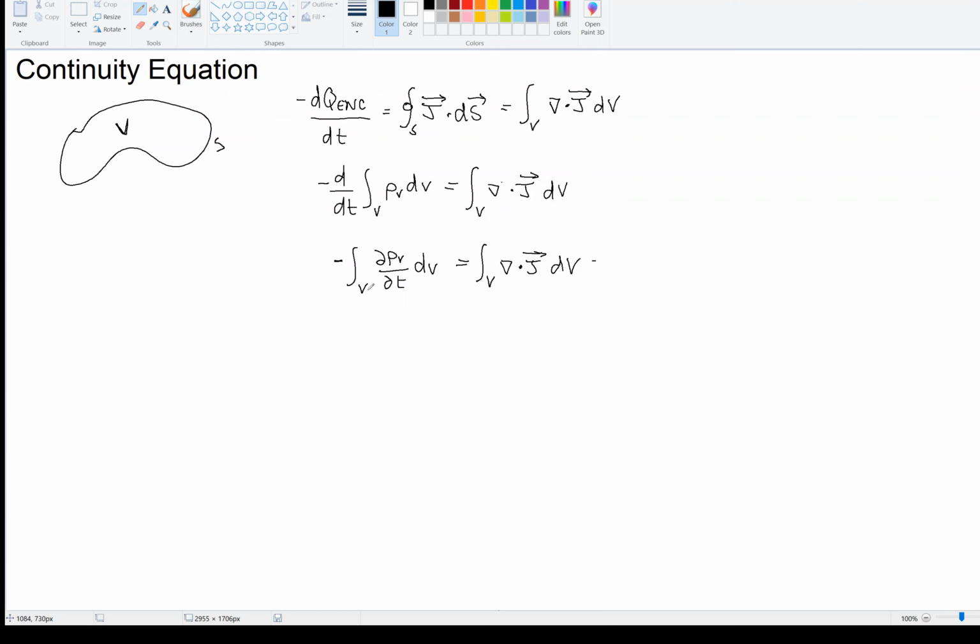Now we've got two volume integrals, right? The left and the right, and they're over the same volume, and so we can compare the two integrands. And so we are left with the conclusion that the divergence of the current density is equal to negative the partial derivative of the charge density versus t. This is the continuity equation.